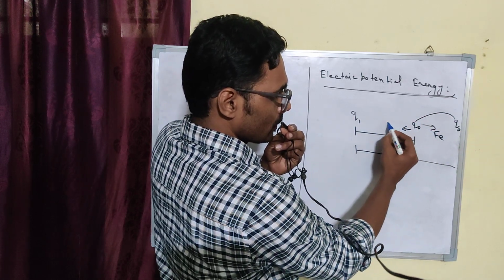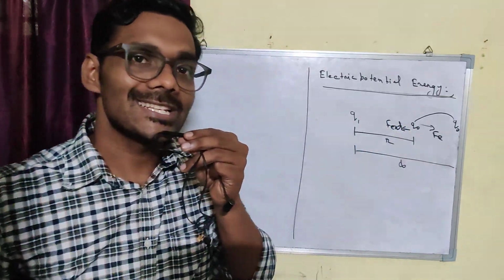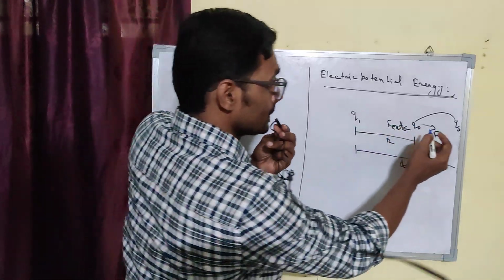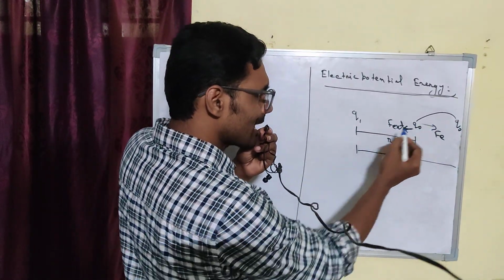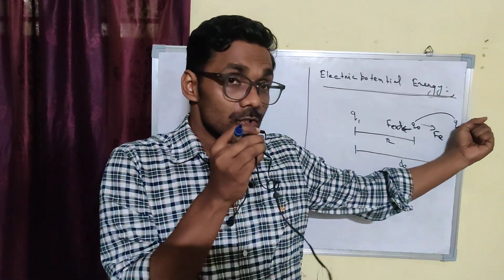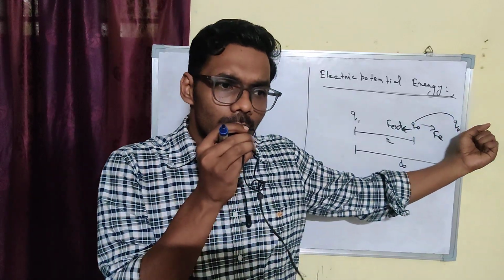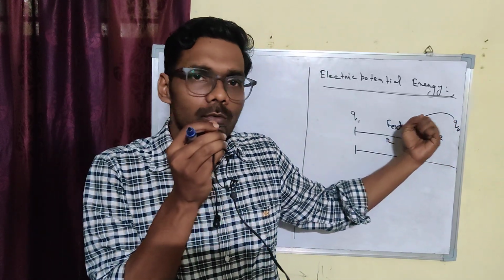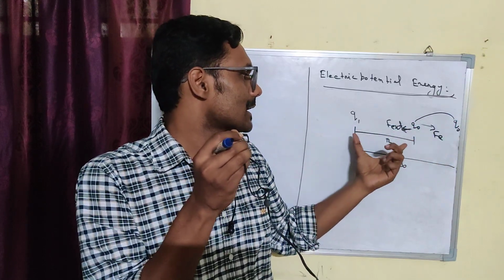So if I want to take this Q0 charge towards the left, I have to do work, external work. Right? So here you can see external work is done, and we want to take that charge slowly. This is very important. We have to do that work very slowly. Slowly we want to take it to distance r.